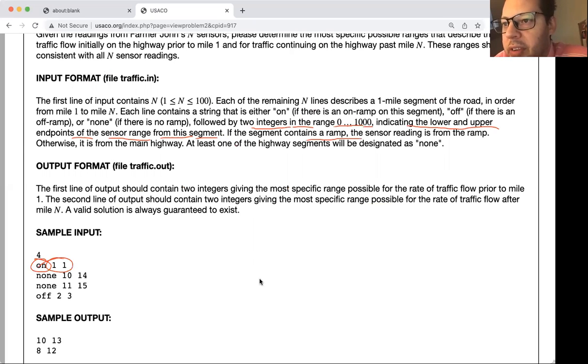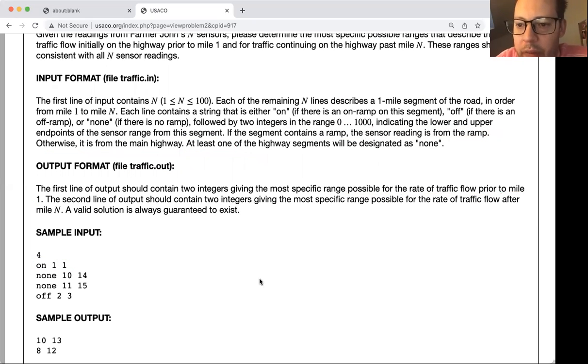If the segment contains a ramp, the sensor reading is from the ramp. Otherwise, it is from the main highway. At least one of the highway segments will be designated as none. Output format goes to traffic.out. The first line of output should contain 2 integers giving the most specific range possible for the rate of traffic flow prior to mile 1, that's at the beginning. The second line of output should contain 2 integers giving the most specific range possible for traffic flow after mile N, that's at the end. A valid solution is guaranteed to exist.